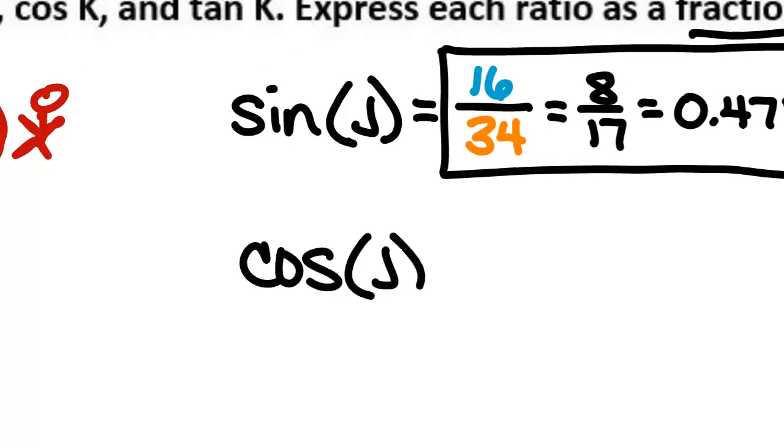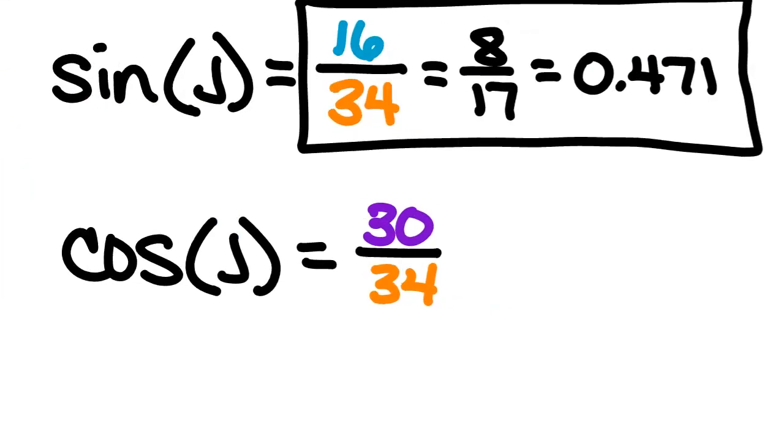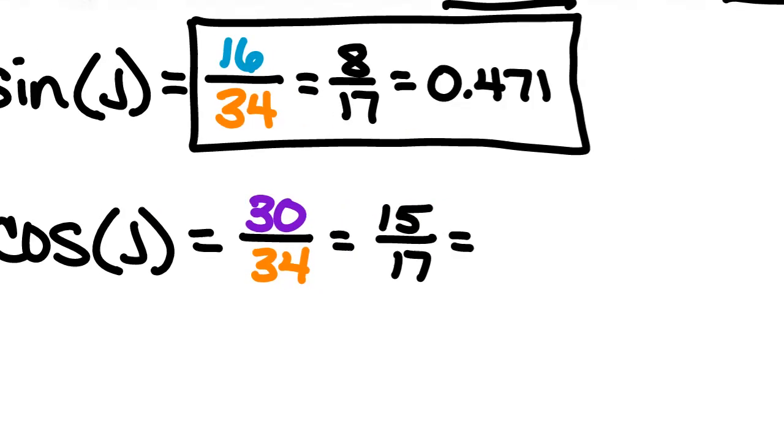Cosine of angle J is adjacent. My adjacent side is 30 over my hypotenuse of 34. Let's see, 2 goes into both 30 and 34. That would be 15 over 17. When I put that into my calculator, I get 0.882.